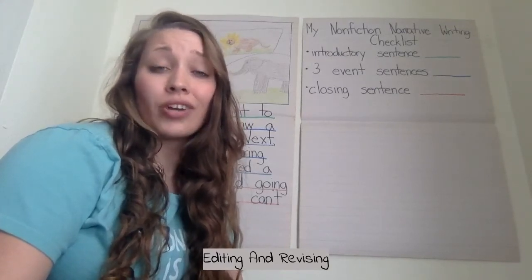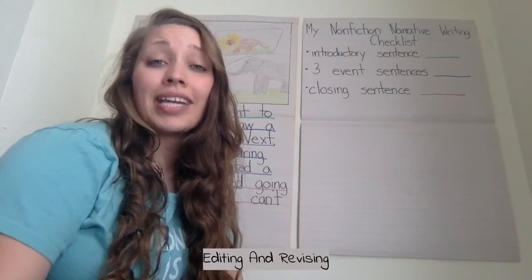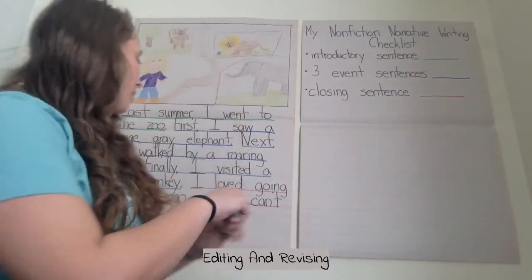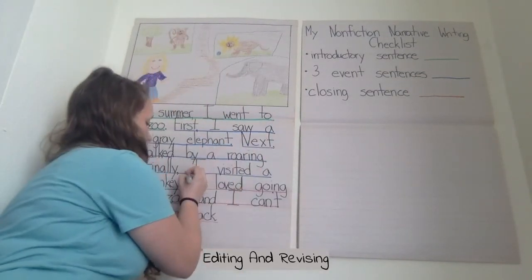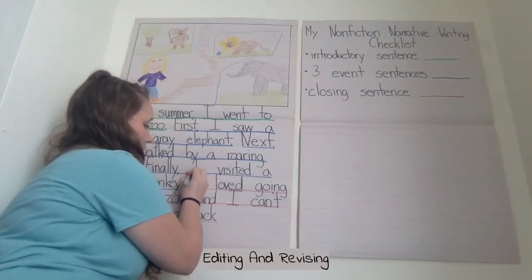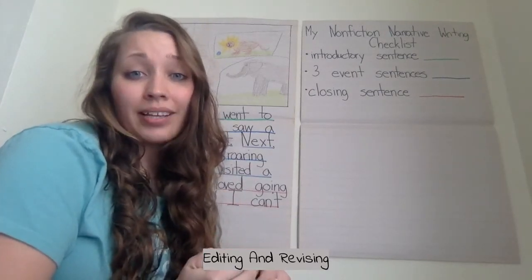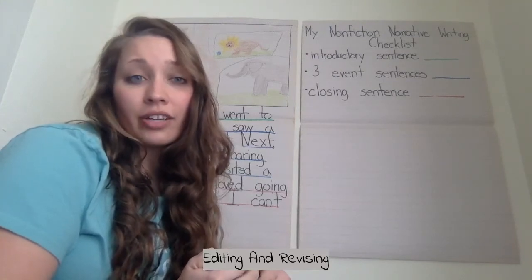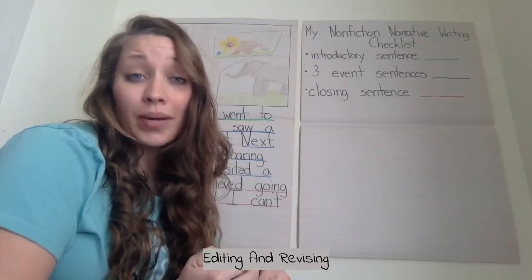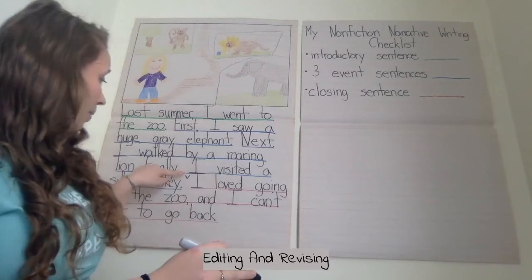You can practice drawing what we call a carrot, an arrow that looks like this, wherever you would like to add to your writing. And then you can use some smaller letters to record what you would like to add right above it, like this up here.